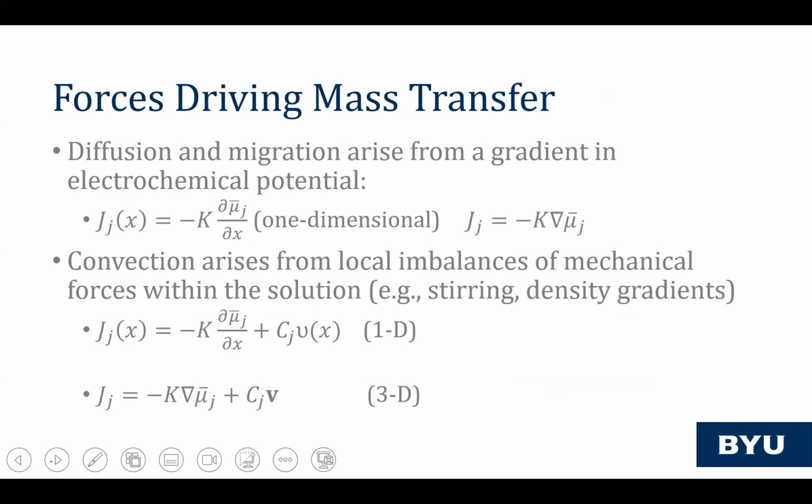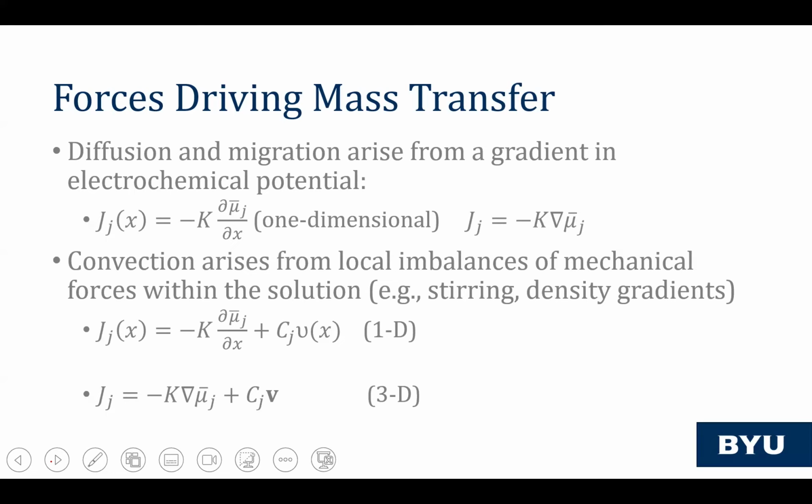So in lesson 2 on potentials, we introduced the concept of electrochemical potential. Diffusion and migration both arise from this gradient in electrochemical potential. So here we have the flux represented by this big J of species little j, and that's going to be equal to some proportionality term times the derivative of our electrochemical potential with change in location. So that's the one-dimensional representation.